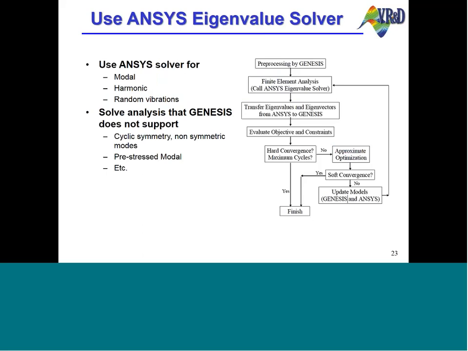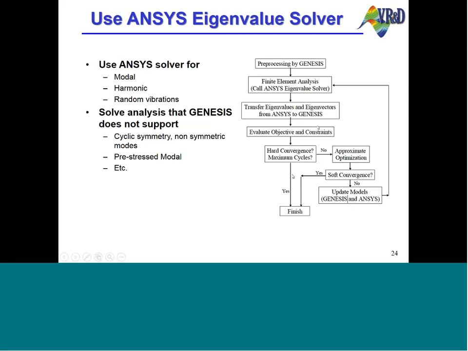Another important feature we add in this release is the use of the ANSYS eigenvalue solver to solve for modal, harmonic, or random vibration problems. The benefit of using the ANSYS eigenvalue solver is that we can solve some problems that Genesis does not support. For example, you can solve for cyclic modal analysis and optimize for the non-symmetric modes, and also you can optimize for the pre-stressed model.